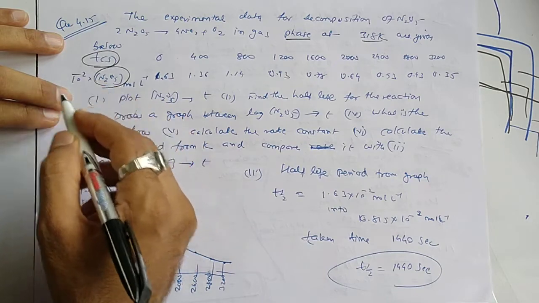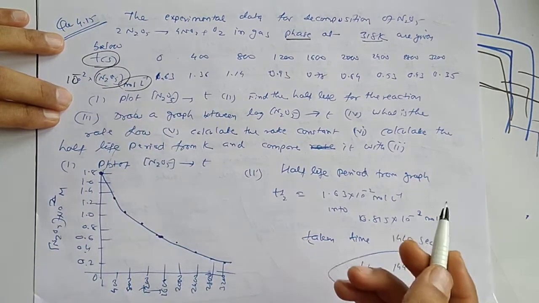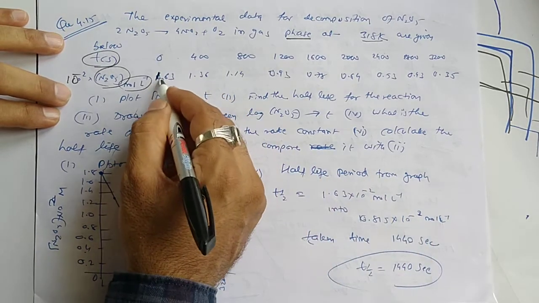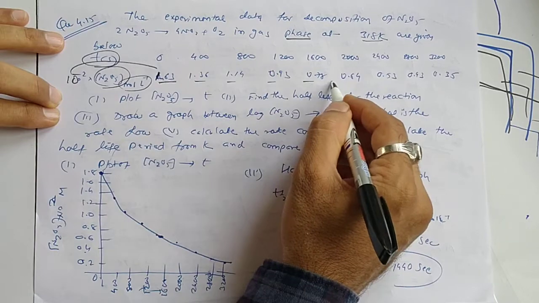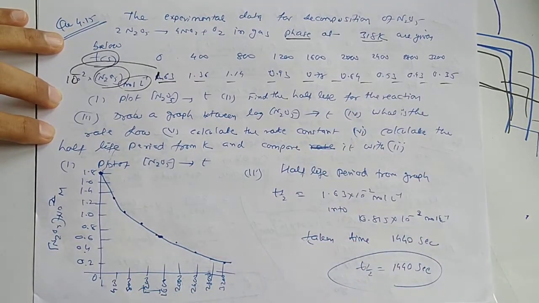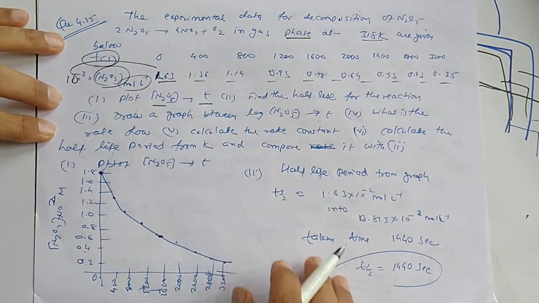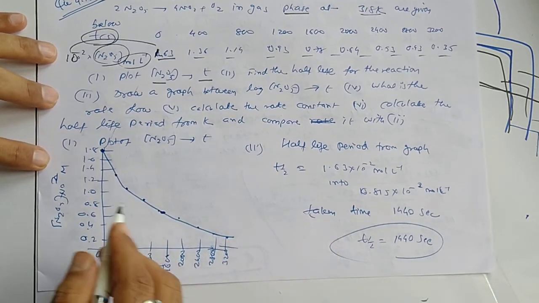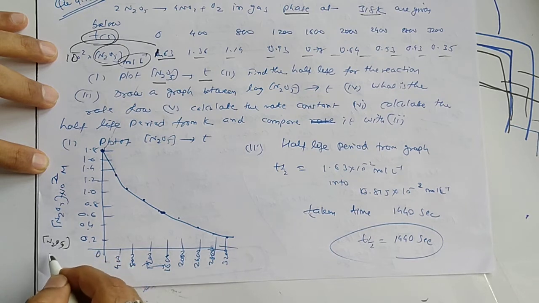Molarity of N2O5 in 10 raised to minus 2 is 1.63 and so on. It decreases with the passing of time. So the sixth question is asked: plot N2O5 versus T. Yes, the concentration of N2O5 is taken on the y-axis.